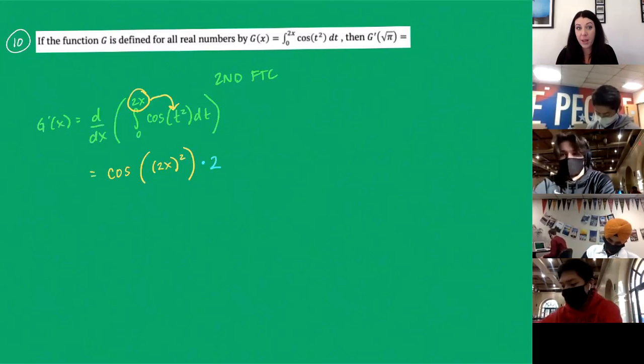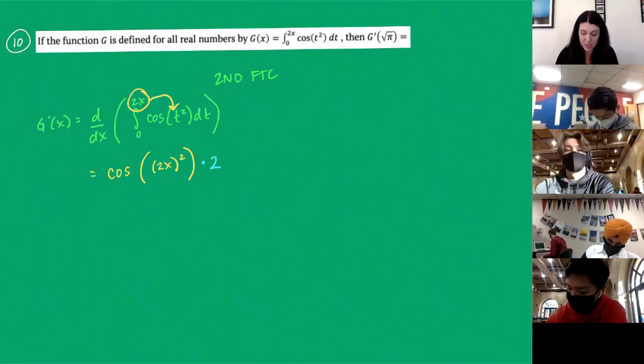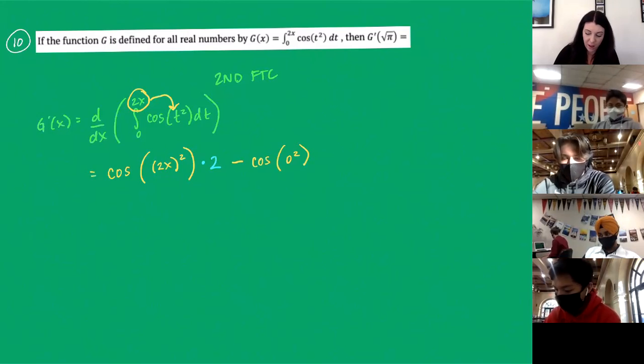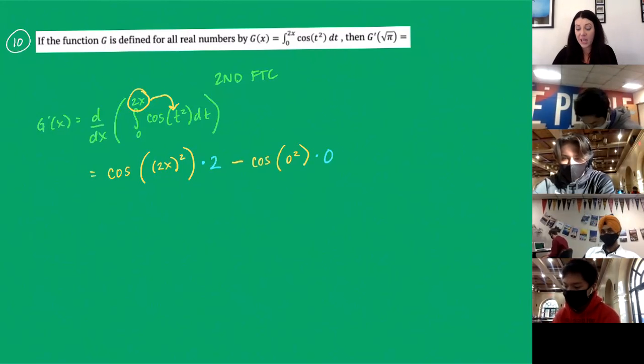Now you can also plug in the bottom bound. You can do the subtraction there. Some guys do this, but then they forget what else you have to do. If I plugged in the bottom bound, I get cosine of 0 squared, right? But I need to multiply by the derivative of the bottom bound as well. So I'm going to multiply it by 0, because that's the derivative of 0. So that second term entirely goes away.